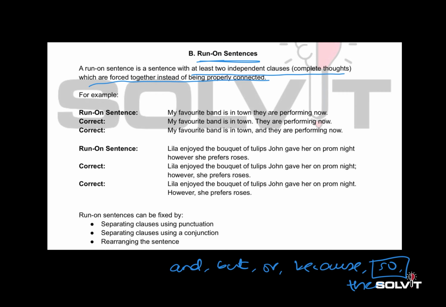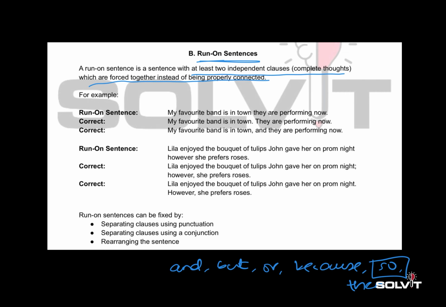Now let's look at this example. The first one: my favorite band is in town they are performing now. Look, you know that there should be some form of punctuation over here, some punctuation mark somewhere in the sentence, okay? We'll decide where it should be, but right away when you read the sentence, you know that it should be punctuated and it's not, okay?